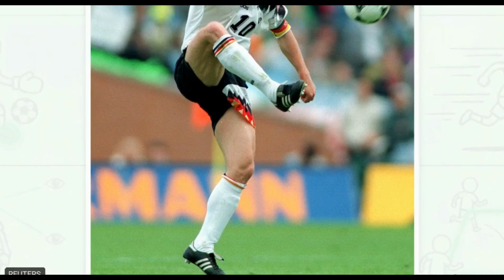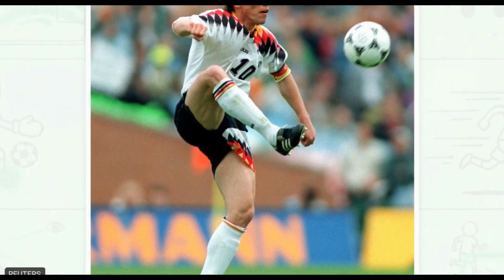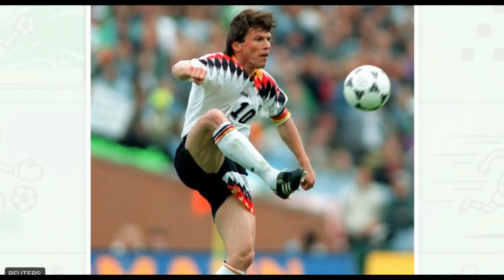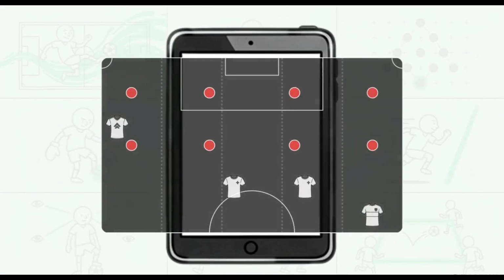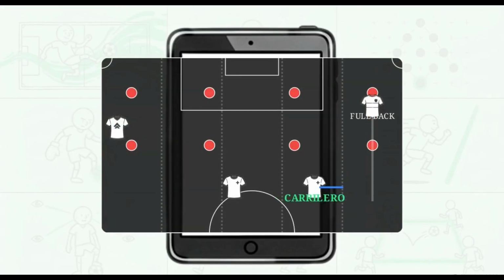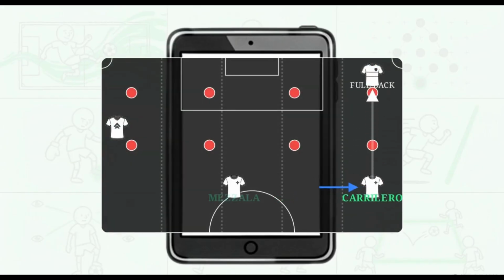A box-to-box midfielder like Lothar Matthäus requires the high stamina necessary to win duels in their own box and arrive late to finish chances in the opponent's area. Specialized roles like the carrilero provide lateral cover for attacking fullbacks, while the Mezzala operates as a half-winger, making underlapping runs into the spaces between the opponent's midfield and defense.